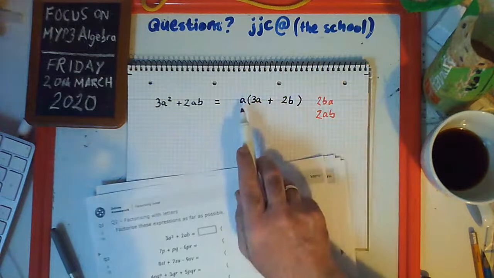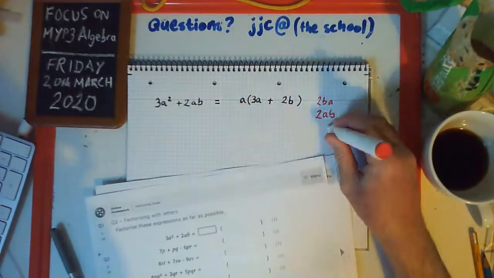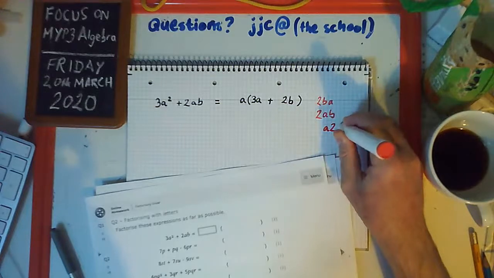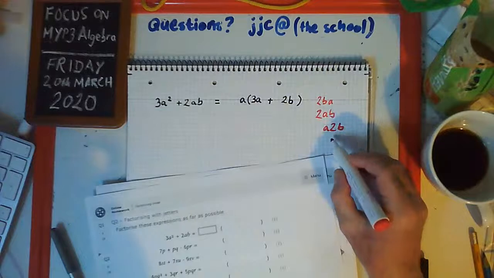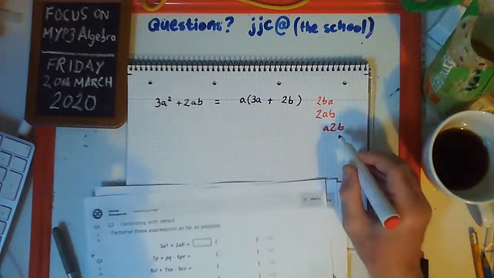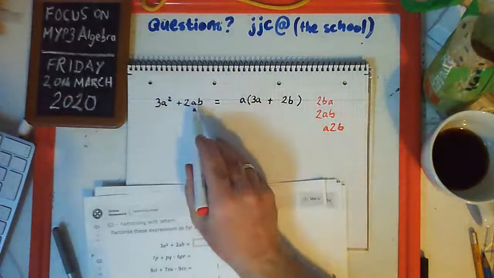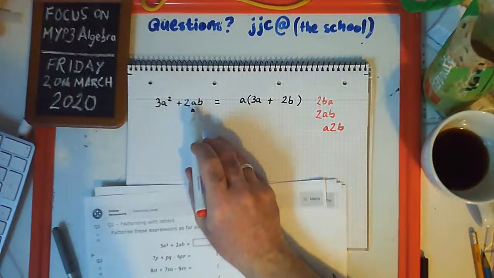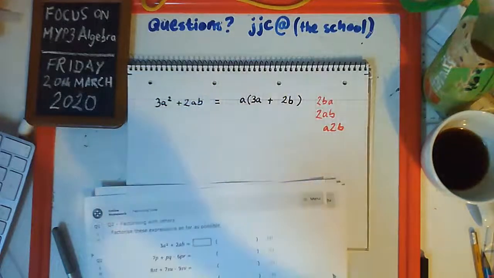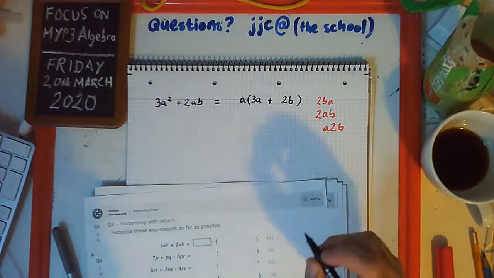So you might think that a times 2b should be a2b in that order, but that doesn't go with the convention that mathematicians use. So not a2b, but 2ab, always with the number first, and then preferably with the letters after that in alphabetical order. Then we're all writing things the same way, and then we all get our solutions the same way.